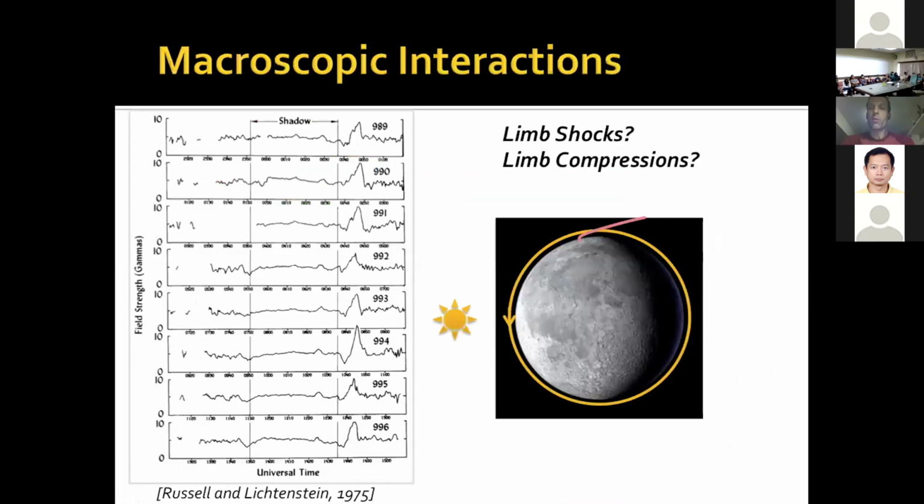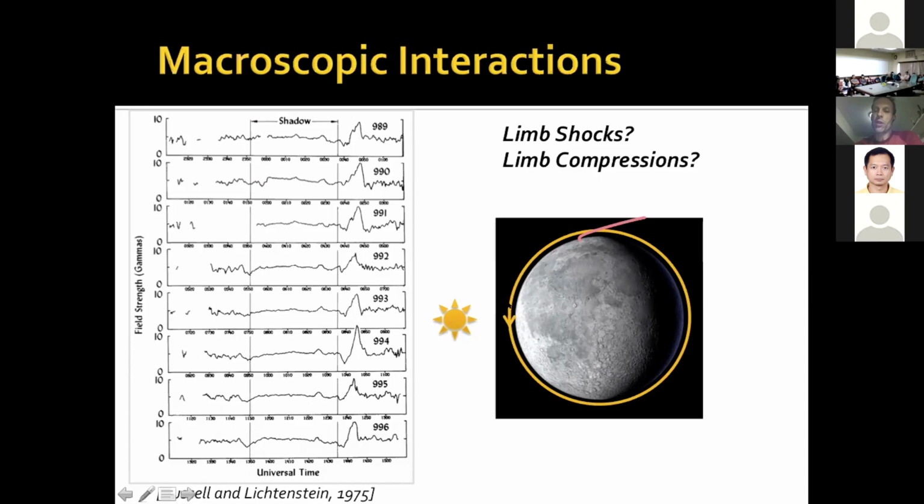We also believe that these reflected ions may be responsible for creating a feature that was seen all the way back in the 1970s, and which has been called limb shocks or limb compressions. And the reason for that nomenclature you can see in these traces of magnetic field. These are consecutive orbits of one of the Apollo subsatellites going through the wake and then coming out of the wake. And just after the satellite comes out of the wake, you see this sharp increase in the magnetic field. And you see it on many, many orbits consecutively.